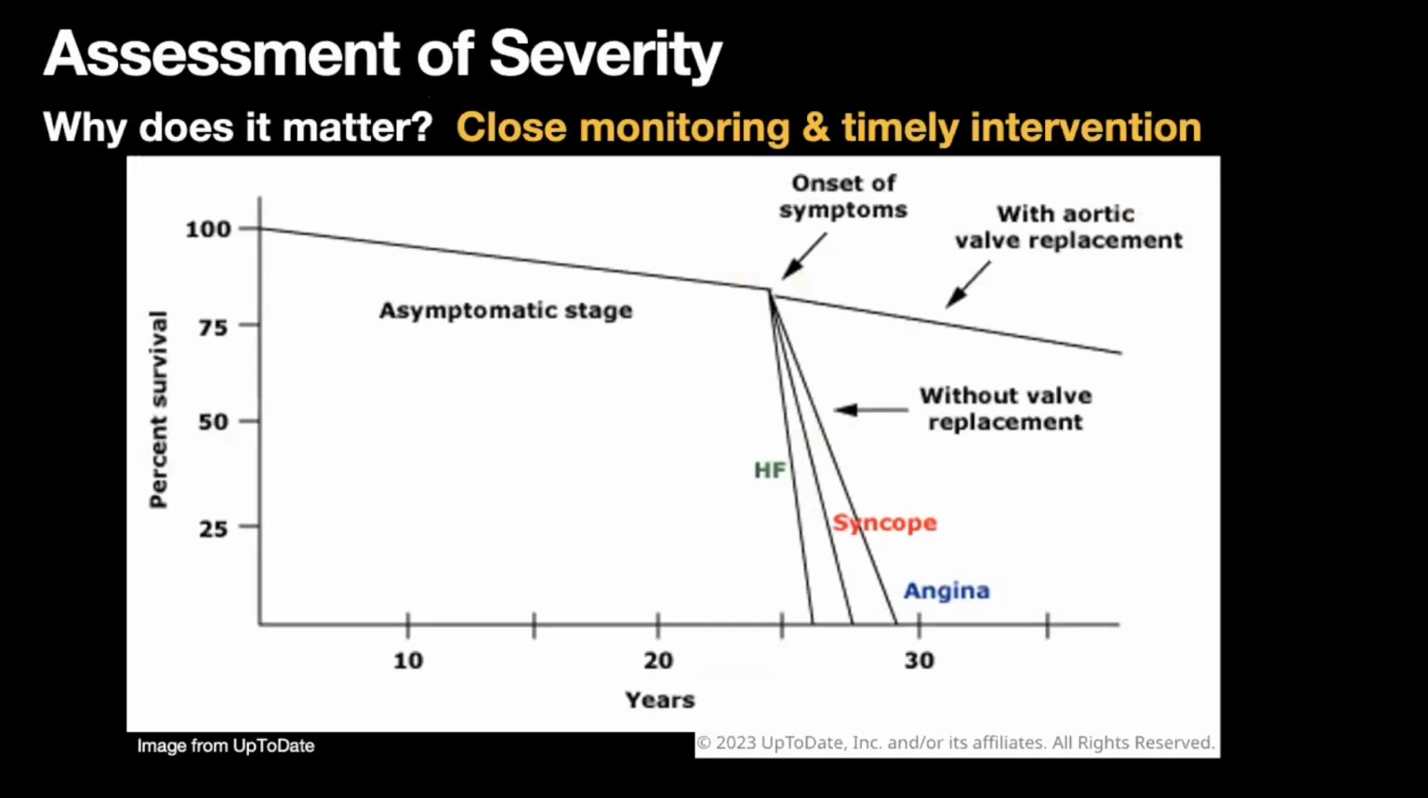This is a classic illustration, and I've taken this one from UpToDate to remind us why this all matters. It's very important to get this right and to follow these patients with close monitoring and timely intervention, because it actually saves lives. As we remember, severe aortic stenosis has an asymptomatic stage, and at the advent of symptoms there's a dramatic drop in survival, as we can see here, with the cardinal symptoms of heart failure, syncope, and angina, but it's important to also think about decreased exercise tolerance.